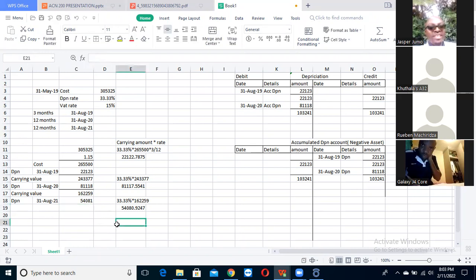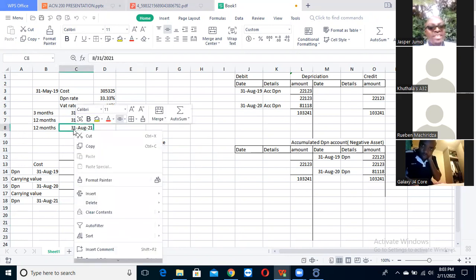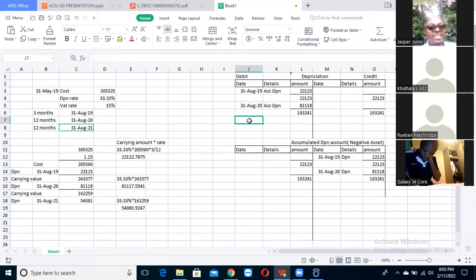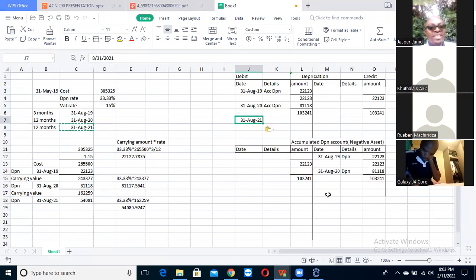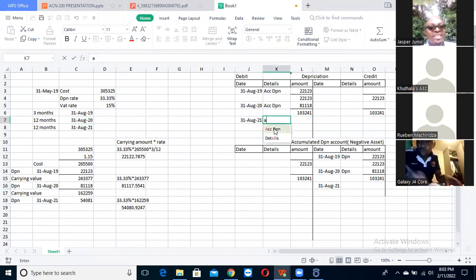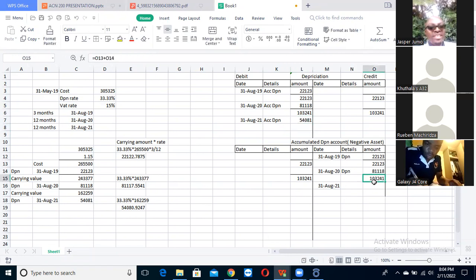Okay, before we do that, we want to record this transaction in the what? In the depreciation account and the accumulated depreciation account, because that was actually the requirement. So we come here, we give the narration accumulated depreciation of how much? 54,081, and we balance off the accounts.